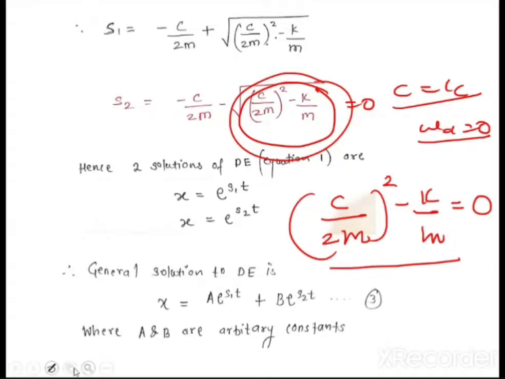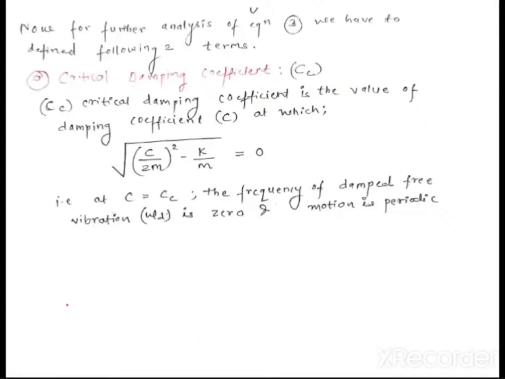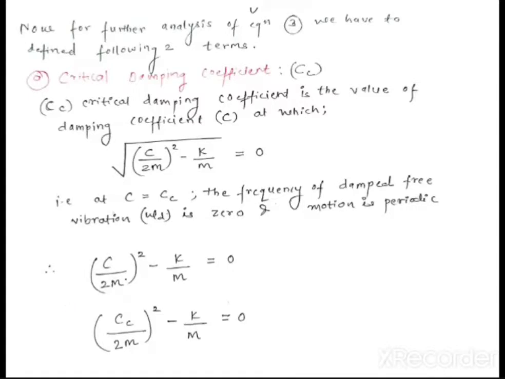So let us do the analysis. Okay, so C upon 2m bracket square minus k upon m is equal to 0, right? So now when omega d is equal to 0, this C becomes Cc. Means this term becomes 0, so this C will become Cc. So instead of writing C, I will write it as Cc.